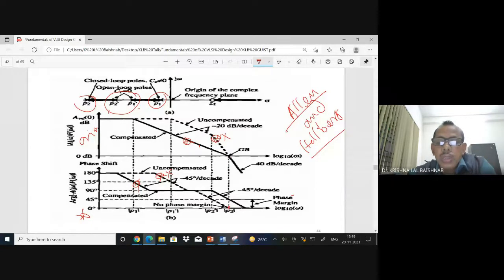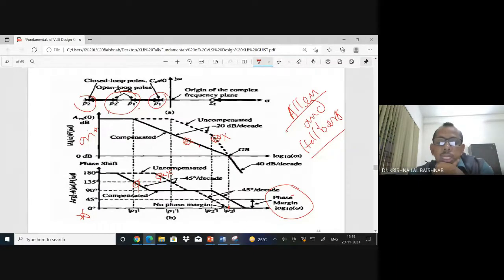Okay, getting my point? Phase margin is 0. Here is phase margin, how much? So we have to maintain the phase margin, because basically this is called frequency compensation or pole compensation, where we have to have phase margin. Here actually phase margin was 0 originally.